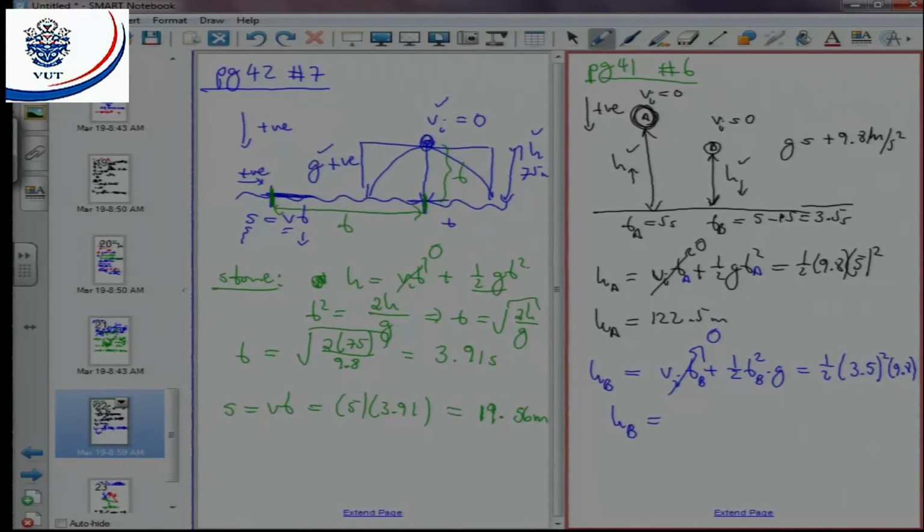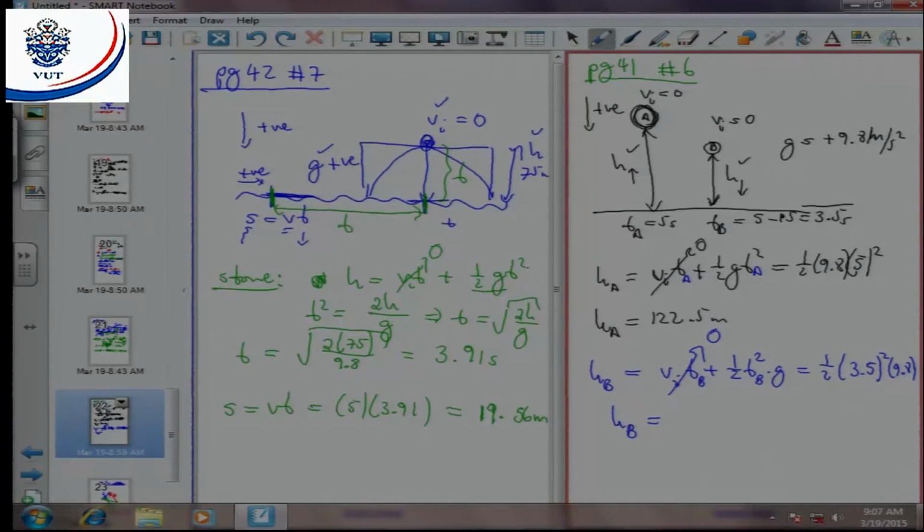60.025 meters. Okay, so those are the heights of the two objects, or the two balls.